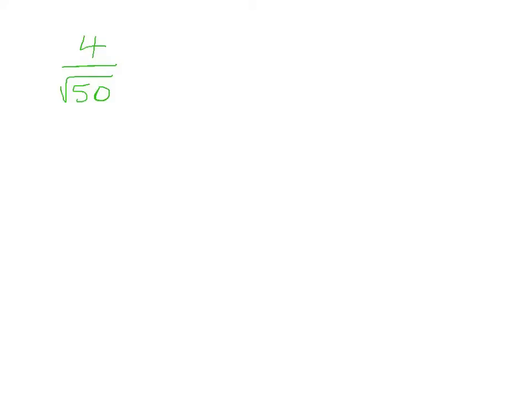So let's do an example where we will have some reducing to do. Notice I have 4 divided by the square root of 50. The square root of 50 obviously can be reduced, and 25 is the biggest perfect square that goes into 50. It goes in twice, so I can rewrite that as the square root of 25 times the square root of 2. We know the square root of 25 is just 5, so we have 5 square roots of 2 in the denominator. So we can rewrite this as 4 over 5 square roots of 2.